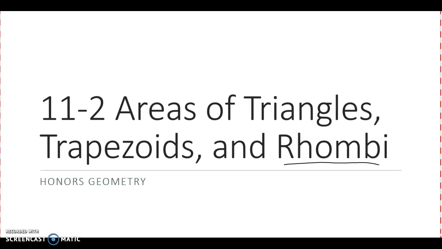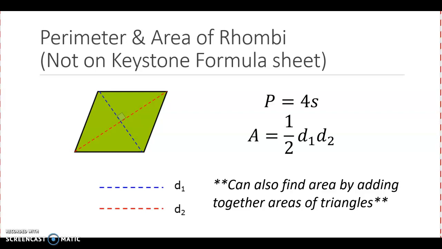If you remember what a rhombus is, here's kind of what a rhombus looks like. Remember that all of the sides are congruent, so the perimeter is 4 times S. And the area is 1/2 one diagonal times the other diagonal. If you also recall, in a rhombus, the diagonals intersect to be perpendicular. They are not congruent diagonals. This is the area formula that you can use. This area formula is not found on your Keystone formula sheet.